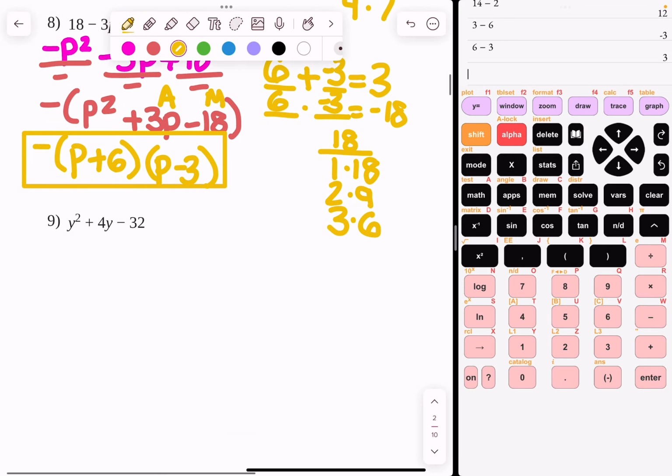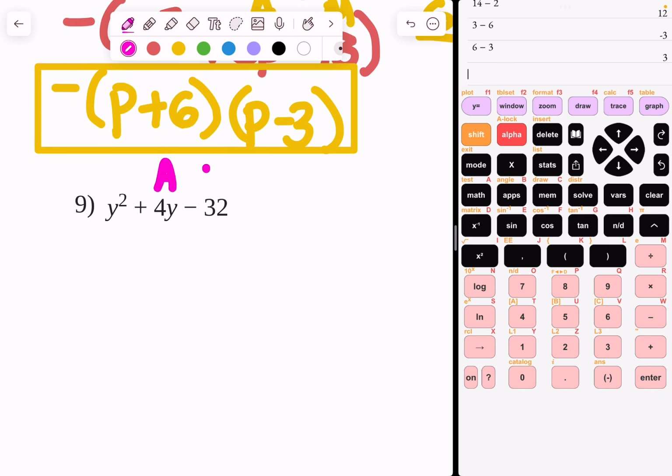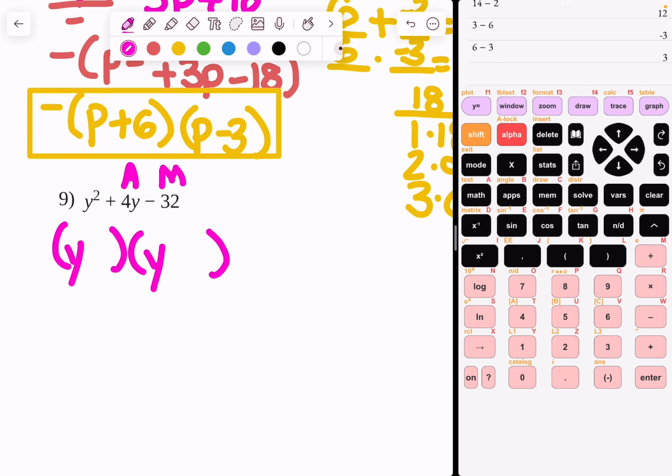Alrighty. Let's look at this next one. It's already in standard form and there's no negative in front of the squared term. So we could just do the add multiply right away. So I know I'm going to be separating my y squared into y and y. And I'm going to be asking myself, what two numbers add to 4? But I also need those same two numbers to multiply to negative 32.